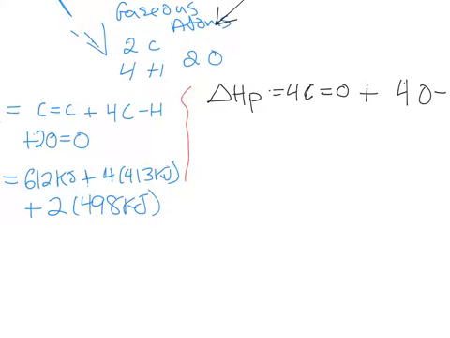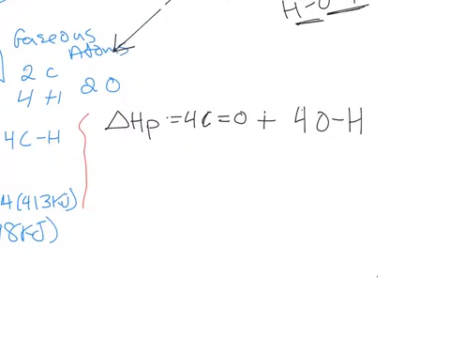On the other side, I have 4 carbon-oxygen double bonds, and each one of them is 746 kilojoules.